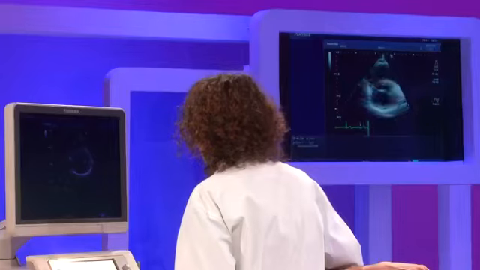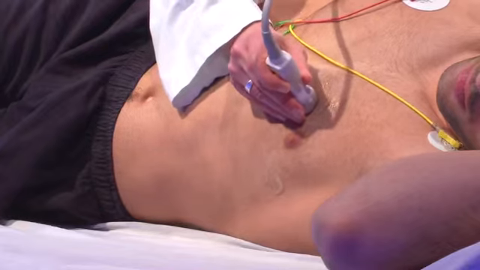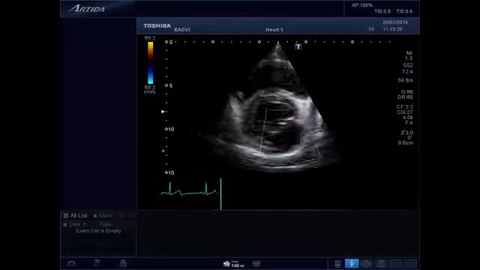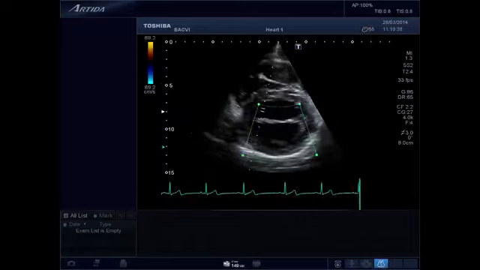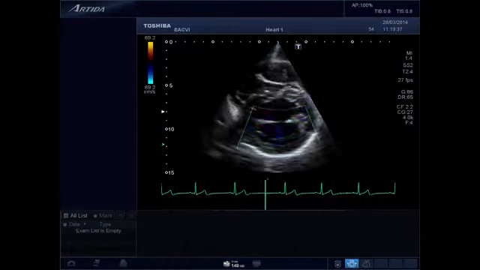Okay, so now we will move to the mitral valve in order to assess the mitral flow with the color box. So I am adjusting, of course, the size of the box to the valve. I will remove the cursor.